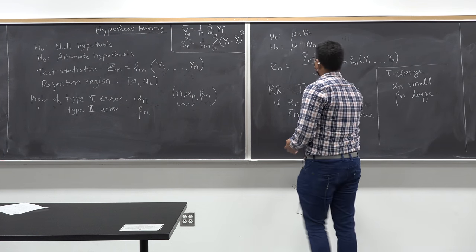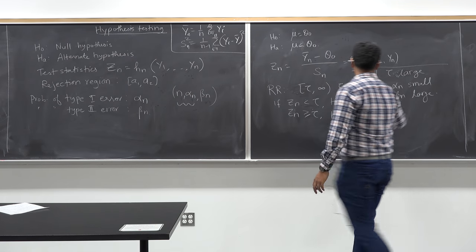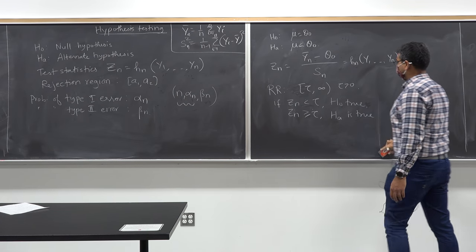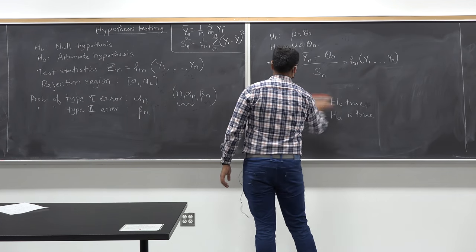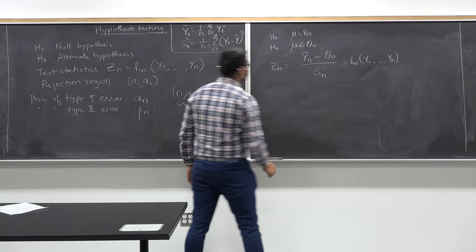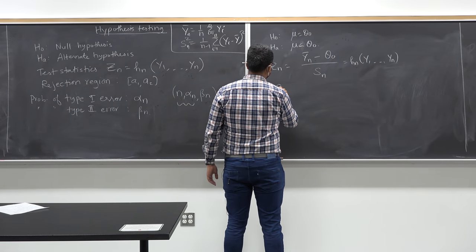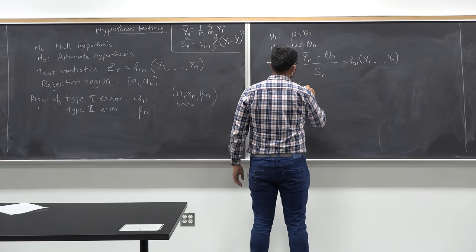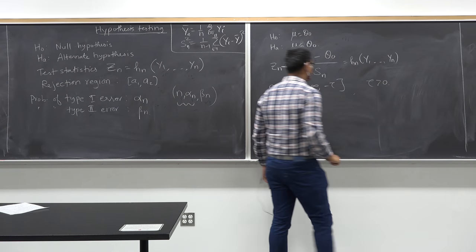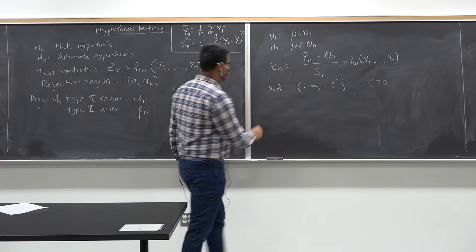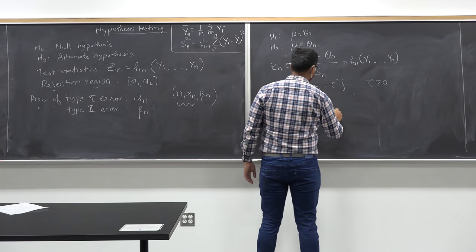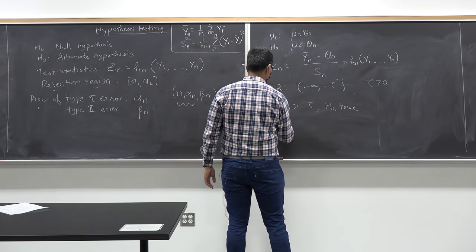I want to do mu less than theta naught. I have the same Zn. Zn doesn't change. But my rejection region would be minus infinity to minus tau, where tau is greater than 0. And if Zn is greater than minus tau, H naught is true.